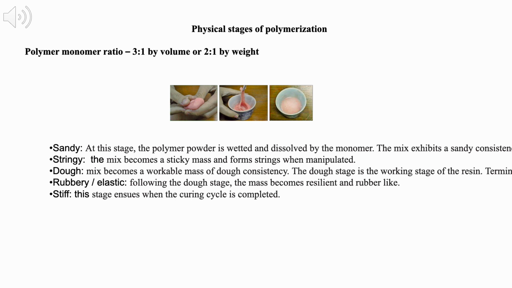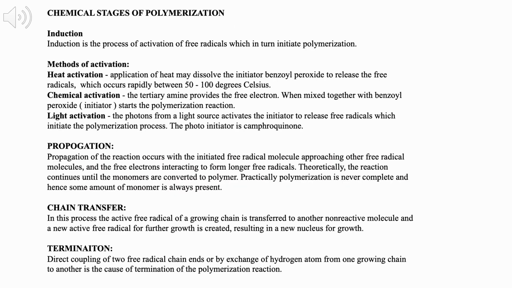Rubbery, elastic. Following the dough stage, the mass becomes resilient and rubber-like. Stiff. This stage ensues when the curing cycle is completed. Chemical stages of polymerization. Induction. Induction is the process of activation of free radicals which in turn initiate polymerization.